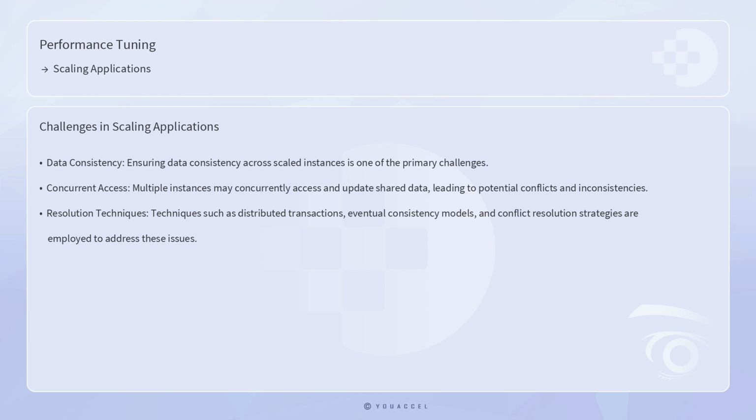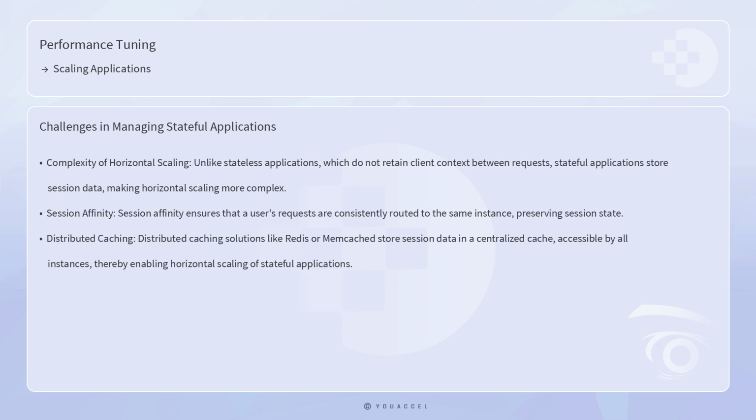For example, a distributed database like Amazon DynamoDB uses a combination of eventual consistency and conflict resolution to ensure data integrity across its distributed nodes. Another challenge is managing stateful applications that maintain session information. Unlike stateless applications, which do not retain client context between requests, stateful applications store session data, making horizontal scaling more complex. Techniques such as session affinity and distributed caching are used to manage stateful applications.